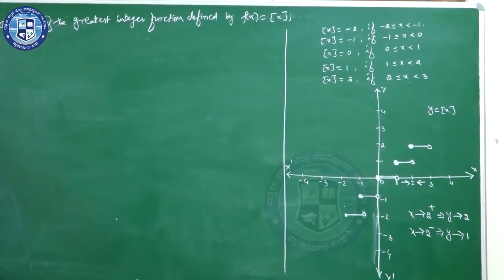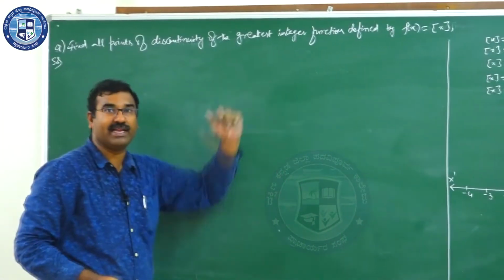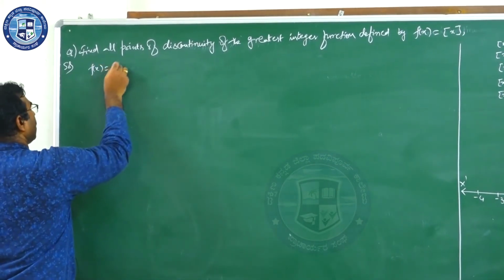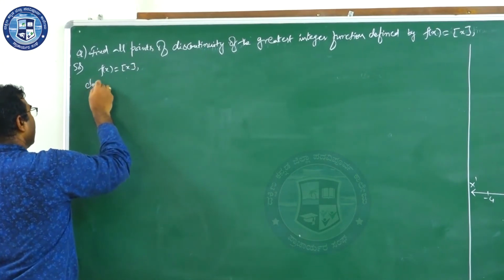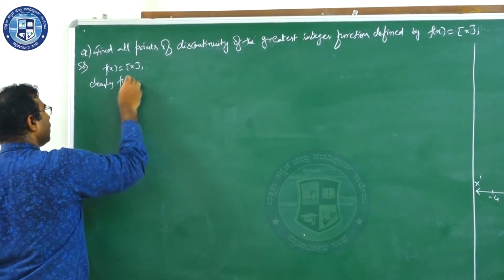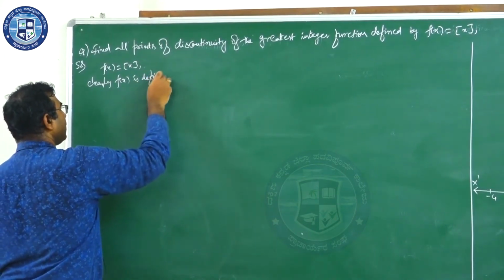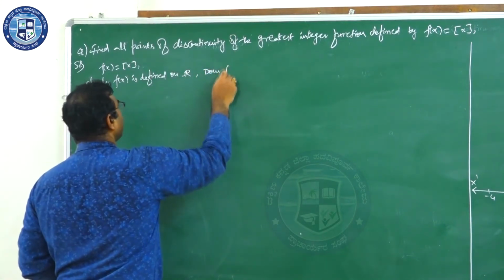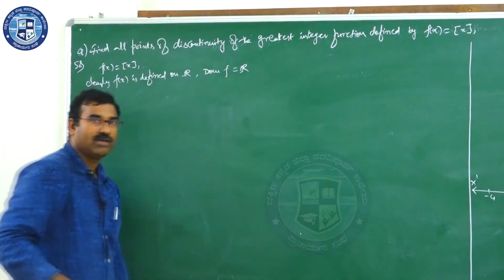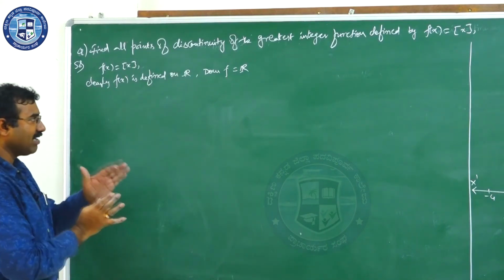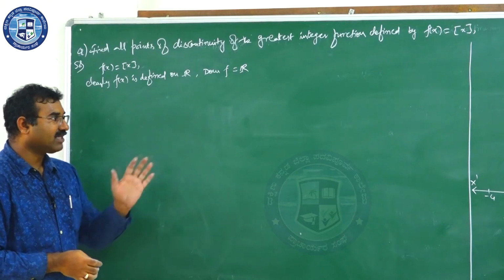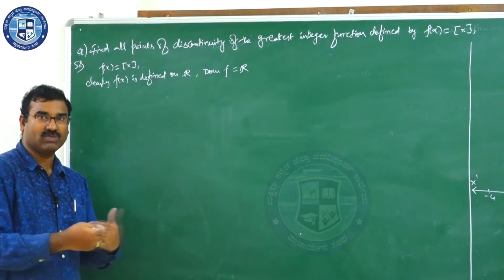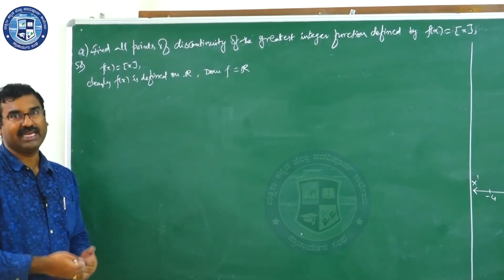Okay, so clearly this function is defined throughout the real number system, right? f(x) = [x]. Clearly f(x) is defined on R, so the domain of the function is R. Now we work it out in two cases. Case 1: c is a real number which is not an integer. And the next one we will work out: c is an integer, the second case.